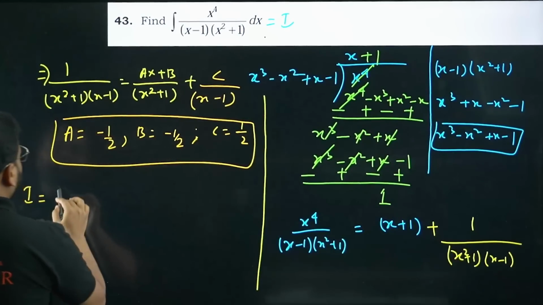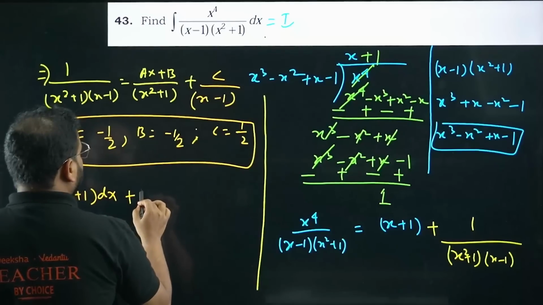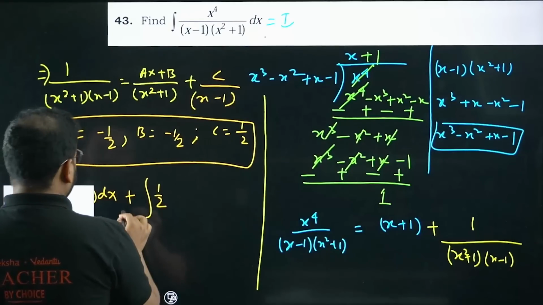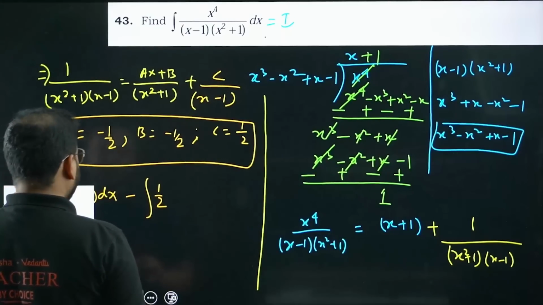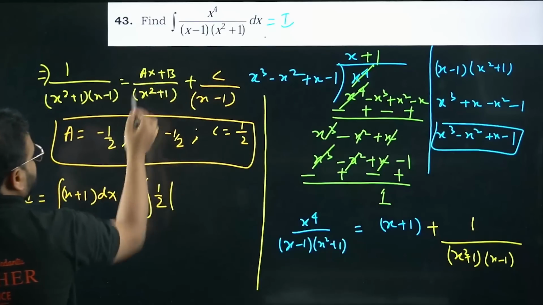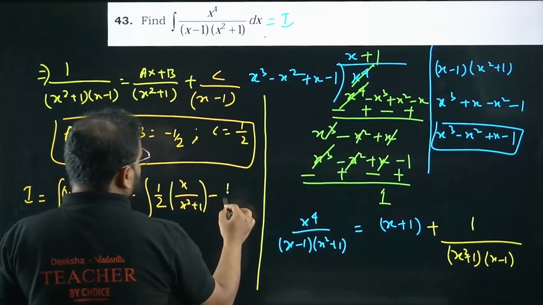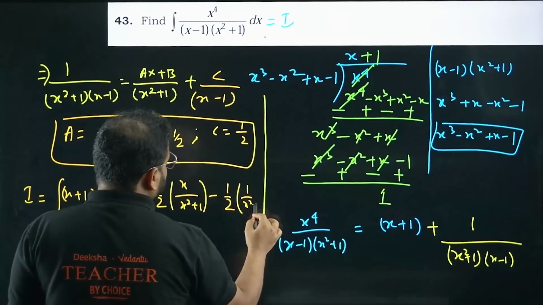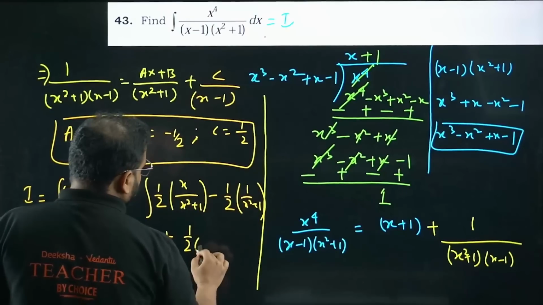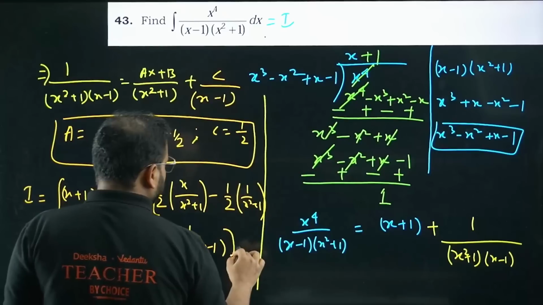Have a look. Integral of (x plus 1) dx, then plus integral of minus 1 by 2, with 2 in x square plus 1. We can separate this: it will become x upon (x square plus 1). Then we will have again minus 1 by 2 times 1 upon (x square plus 1). Of course, then you'll have plus 1 by 2 times 1 upon (x minus 1), and we'll have a complete integration with dx.